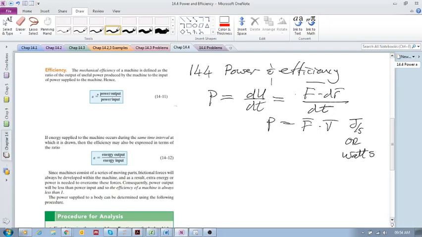But now what we want to look at is something called efficiency, or mechanical efficiency. And it's defined by how much power you can get out of the system if you've put a certain amount of power into the system. So this is P out over P in. Now, why do we consider this?